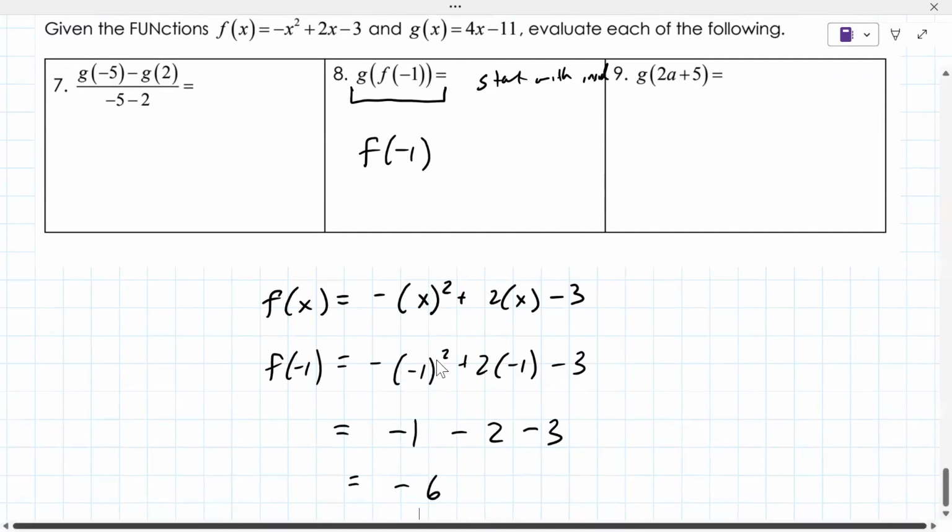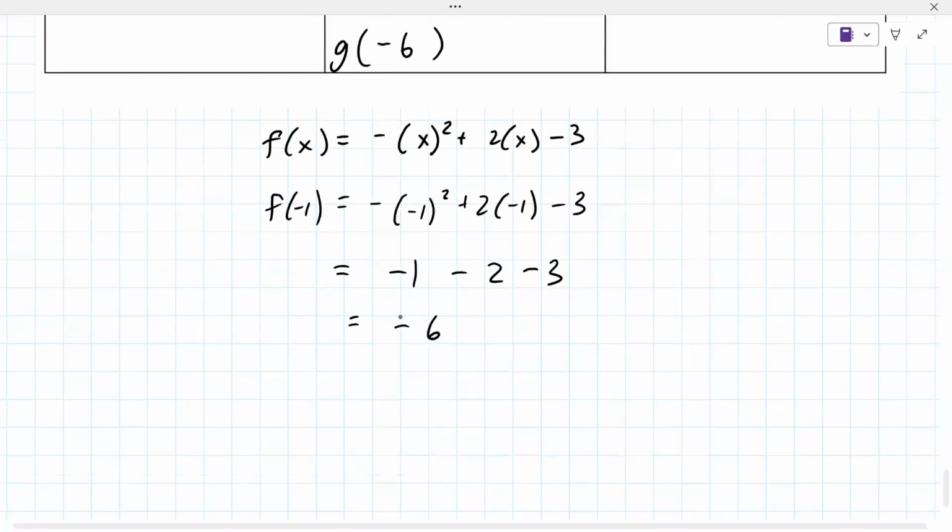This thing with the parentheses is really super important, so please don't miss that. Make sure you're substituting in parentheses. The next thing is, once you're done with that, you take g of that result. Your result for f of -1 is -6, so you're finding g of -6 now.